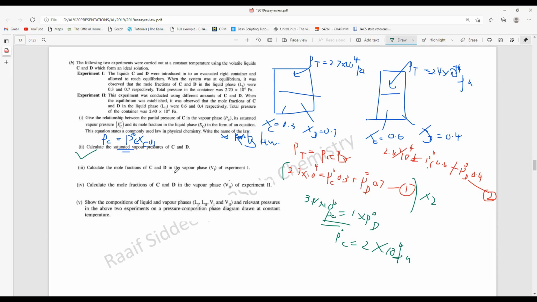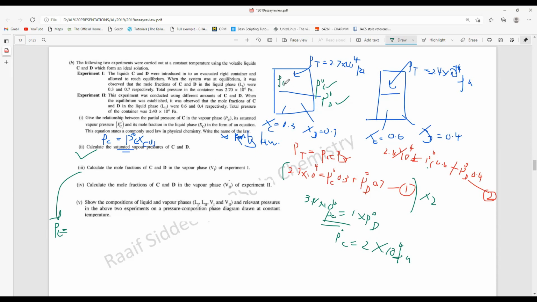Calculate the mole fraction of C and D in the vapor phase of experiment 1. So here, P naught C is known, P naught D is known in both cases. Now what you have to do: you know the total pressure, you know the saturated vapor pressure, you know the mole fraction here. So the first thing that you can do is find PC here.